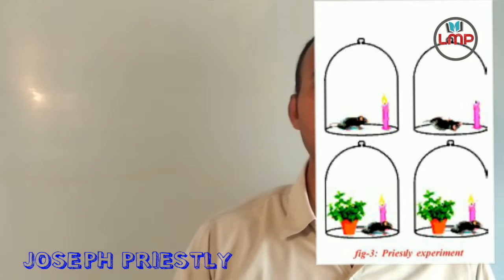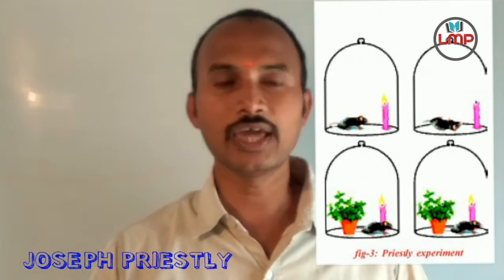Next scientist, Joseph Priestley. Joseph Priestley conducted a number of experiments to reveal the essential role of air in the increase of plant mass or plant weight. He hypothesized that plants can restore the air that animals breathe out and a burning candle removes. He discovered oxygen, but the name oxygen was coined by Antoine Lavoisier, and the properties of oxygen were discovered by Antoine Lavoisier. That's why Antoine Lavoisier is considered the father of modern chemistry.